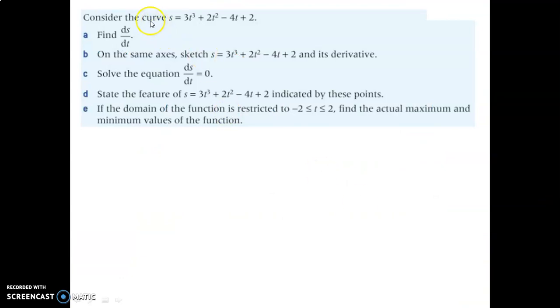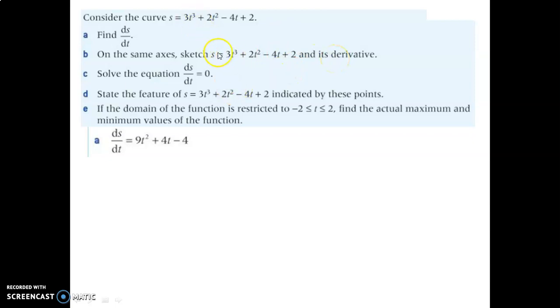Try this one. First, we have this curve equation given to us, and it says find ds dt. That means find the derivative of this. So do that. Okay, check your work. By the power rule, you should get this derivative. Next, it says on the same axes, sketch the original function and its derivative. So now you can use your calculator.